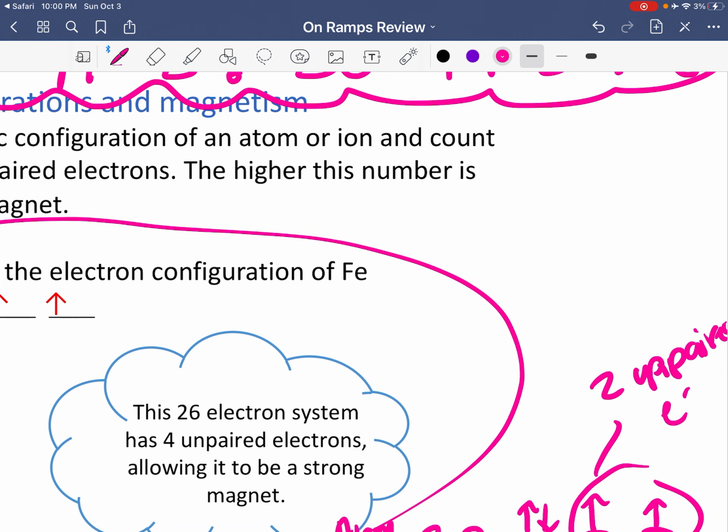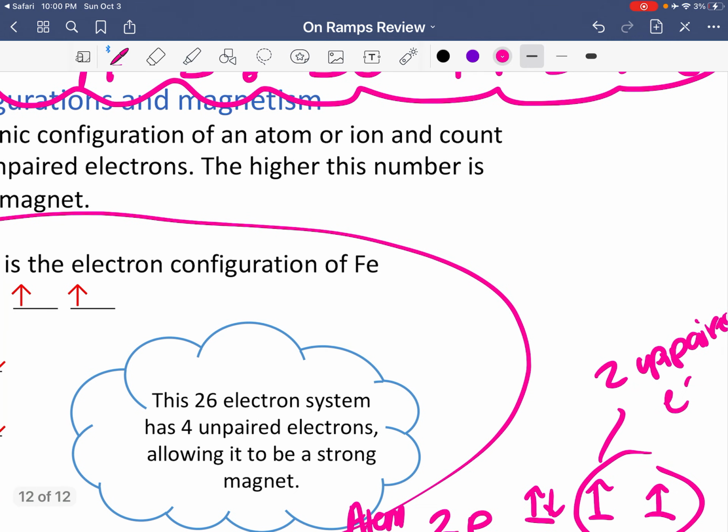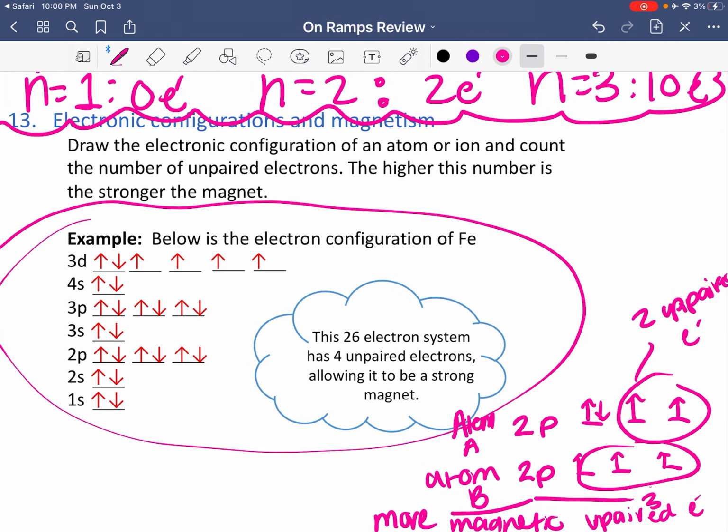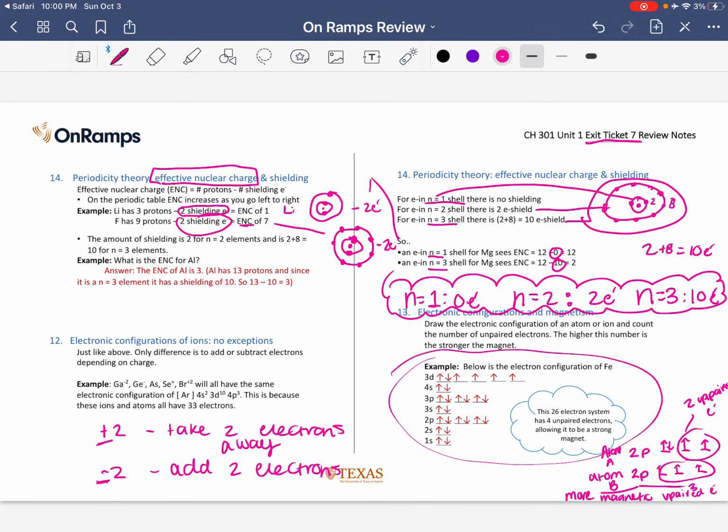Remember, the more unpaired electrons you have, the more magnetic. Okay, that is it for the review. Good luck tomorrow on your exam.